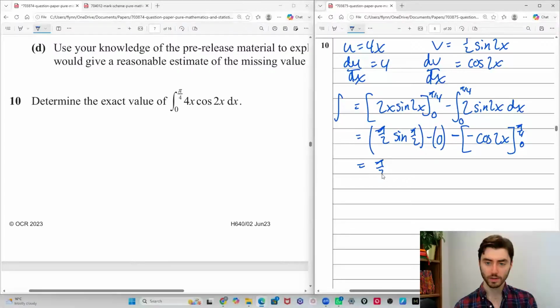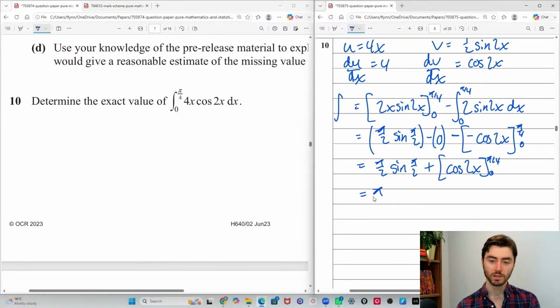But this becomes pi over 2 sine pi over 2. Now, I'm going to take the minus minus and turn that into a plus. Yeah, I'm going to do that, but because there's a risk of a sign error, and I don't want to make an execution error, I'm just going to do it as a separate line. Also, I forgot that sine pi over 2 is 1, so that just becomes pi over 2. And this becomes cos of pi over 2 minus cos of 0, which is pi over 2. Cos of pi over 2 is 0 minus 1, so it's just pi over 2 minus 1.